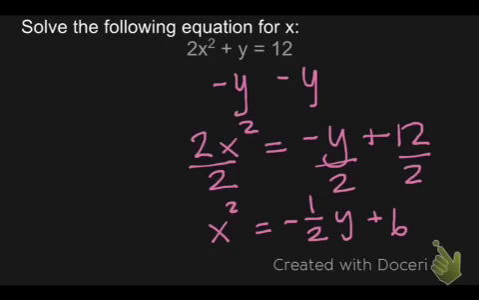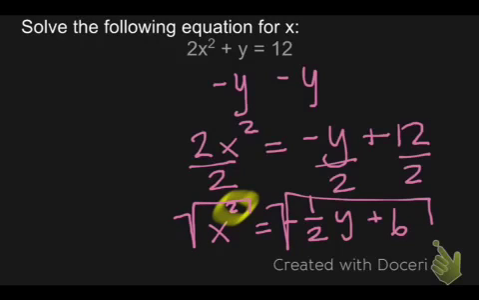All right, so my last step, now that I have x squared equals negative 1/2 y plus 6, is to get rid of this squared, this exponent. So if you remember back to when we learned about the Pythagorean theorem, to get rid of the squared, I need to take the square root. So I will go ahead and take the square root of both sides. So now I'll have x equals the square root of negative 1/2 y plus 6. And I want to point out that all of that is underneath the square root.